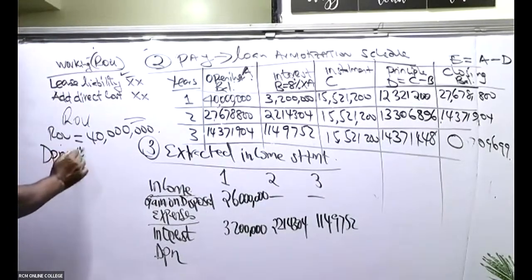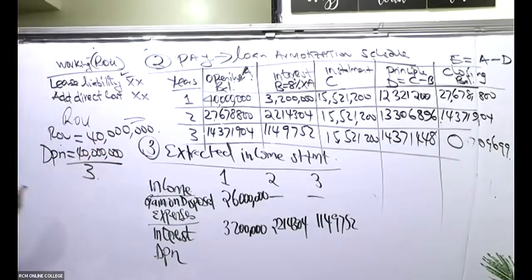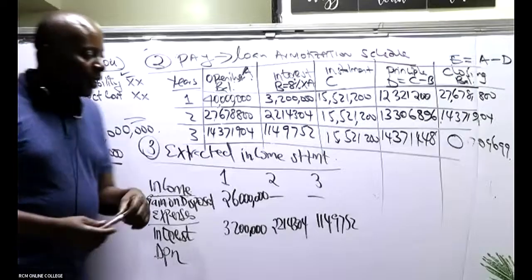So depreciation here will be 40 million, which you divide by 3 years. Is there somebody who can give me this depreciation per annum? And this is what I shall book here.